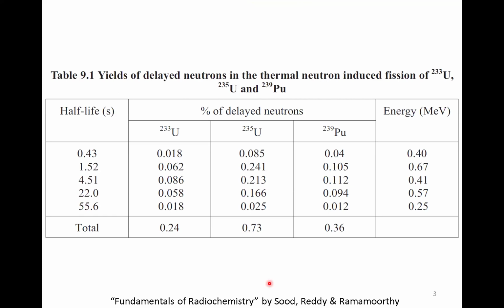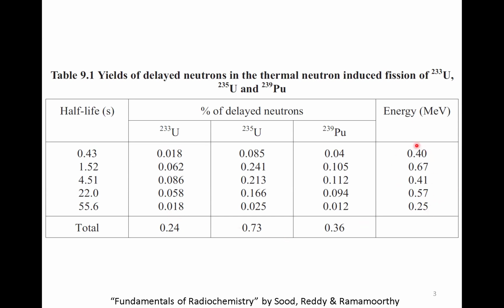Let's move on. There are certain neutrons that are emitted after some time. They are called the delayed neutrons. Supposing you have thermal neutron induced fission of these nuclei, you see that there are different neutrons that are emitted, and each of those isotopes has a certain half-life, and the percentage also varies. But what is important is there is a significant fraction of the delayed neutrons.